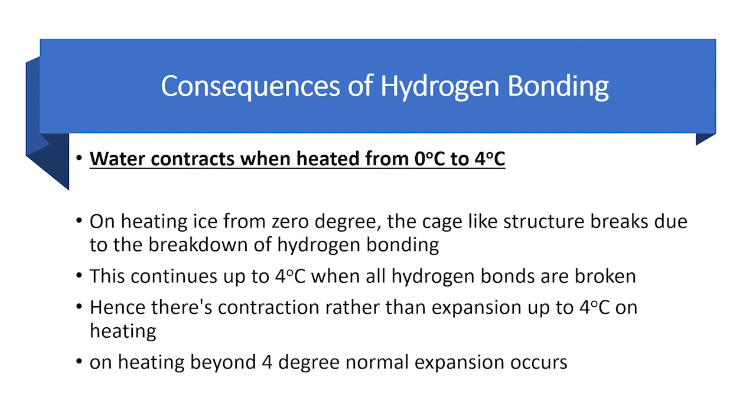Now after 4 degrees, when it is heated, there occurs the normal expansion process. So the contraction on increasing temperature from 0 degrees to 4 degrees is due to the breakdown of the tetrahedral cage-like structure, and as a result of this breakdown the volume decreases. So that results in a contraction effect.